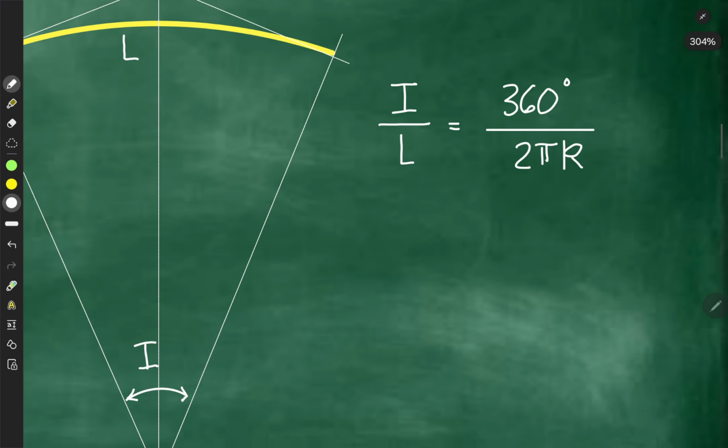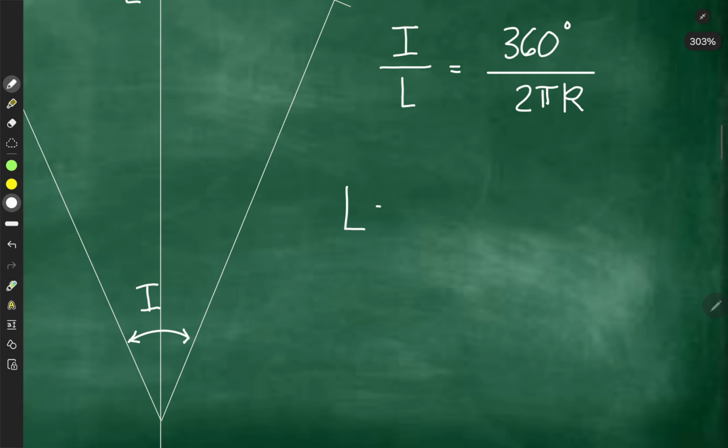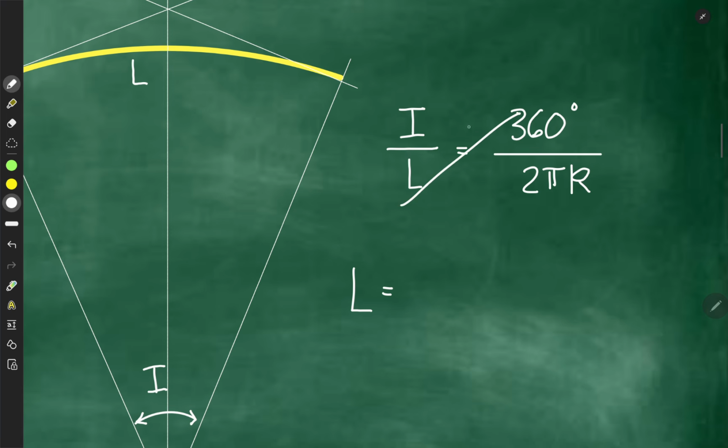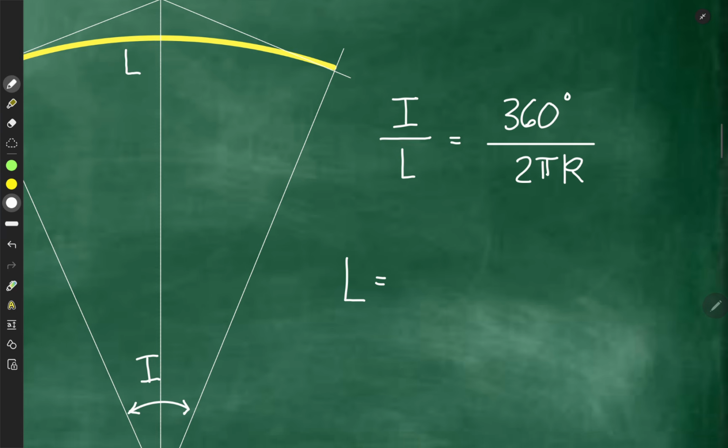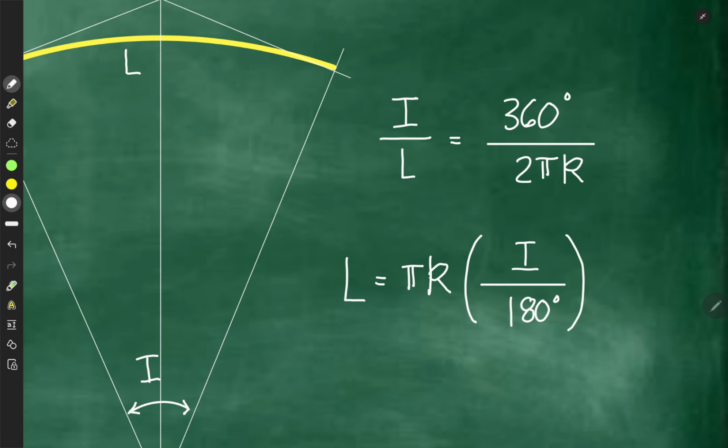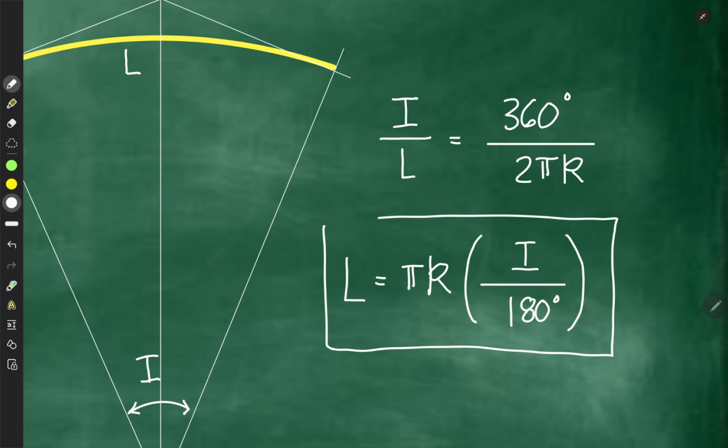Okay? So if we are going to cross multiply this, iwan lang natin si L. L will become, pupunta ito dito, aakyat ito dito, bababa si 360. So this will become 2 over 360, that will become 180 degrees. Tapos aakyat din to, this will become pi r then I over 180 degrees. So this will now be our formula for length of curve.